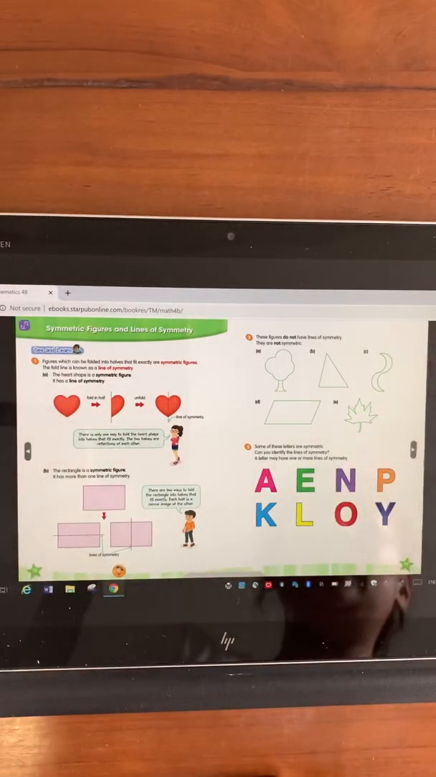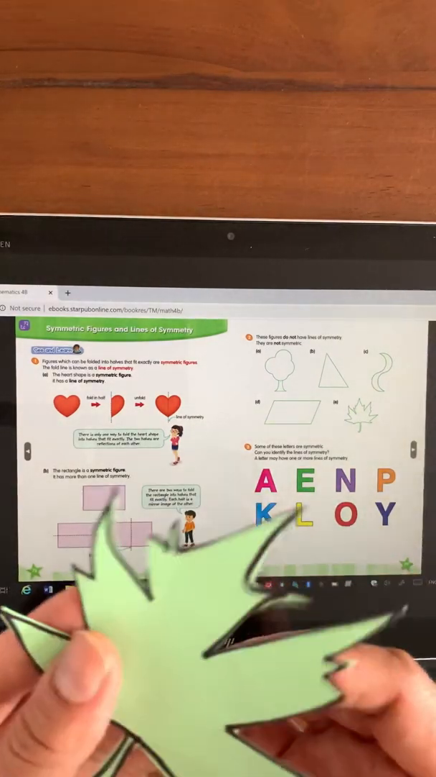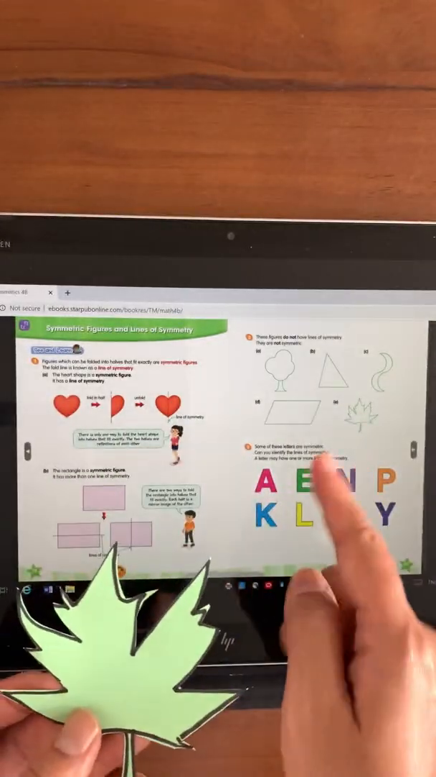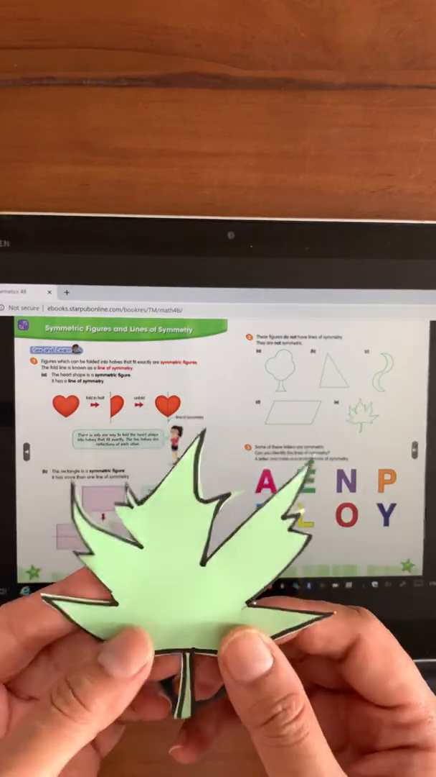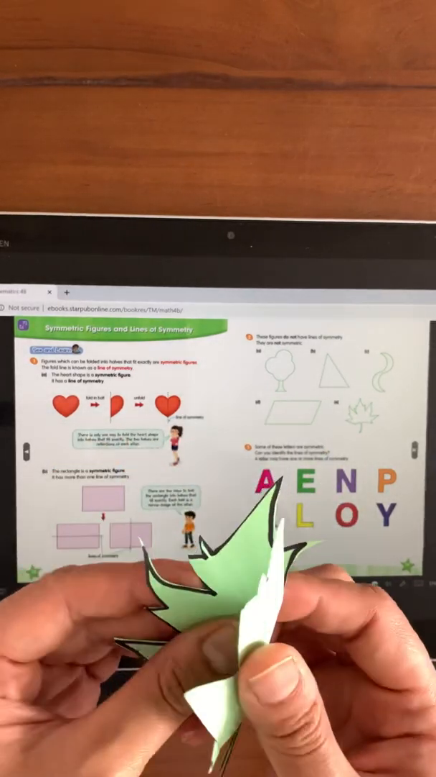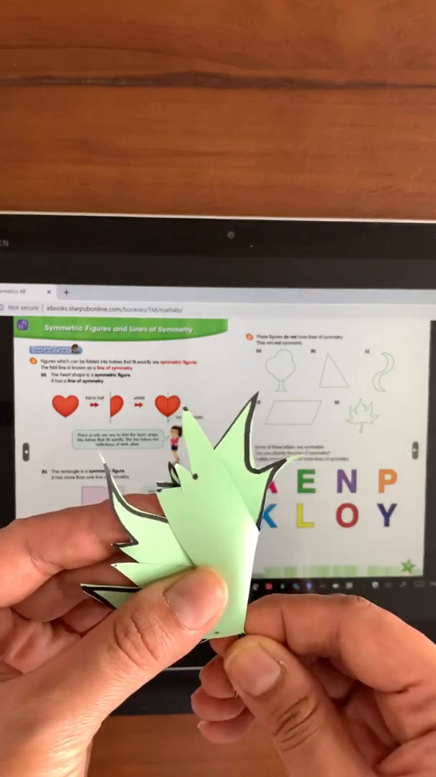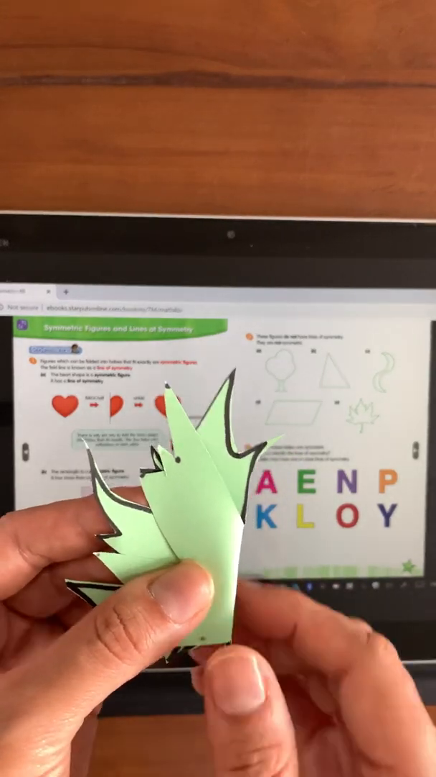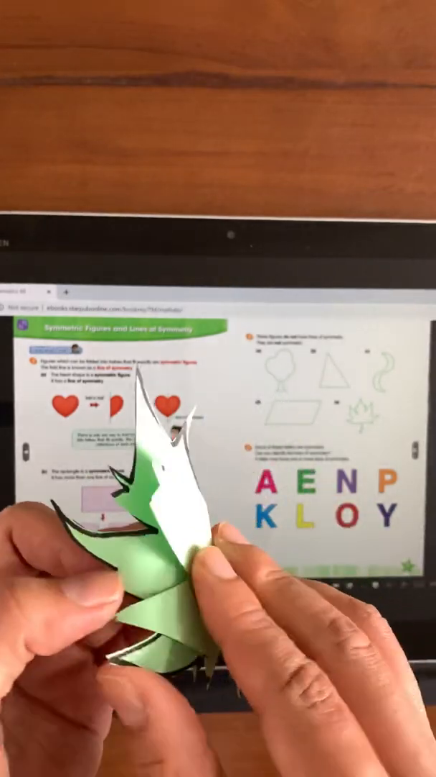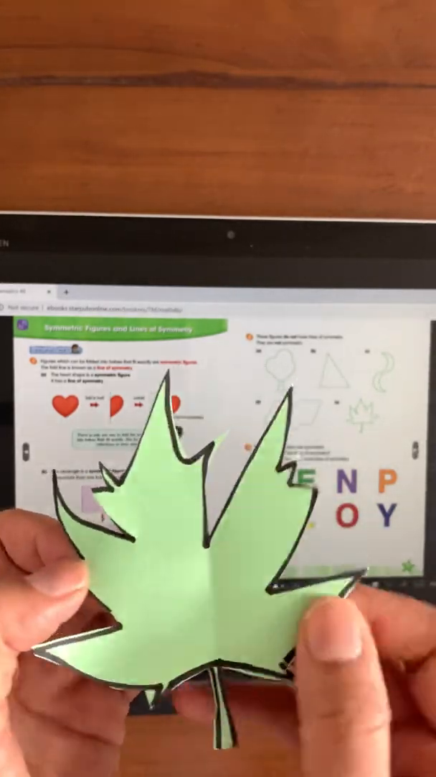That brings us to the last figure, which is like a maple leaf. So the maple leaf, you can see that if we try to fold it into half, the two halves are not going to match. So this is not a symmetric figure.